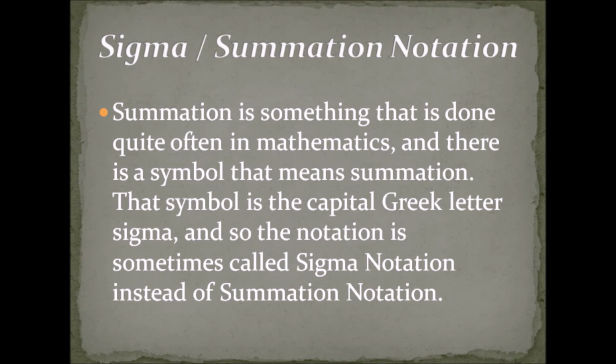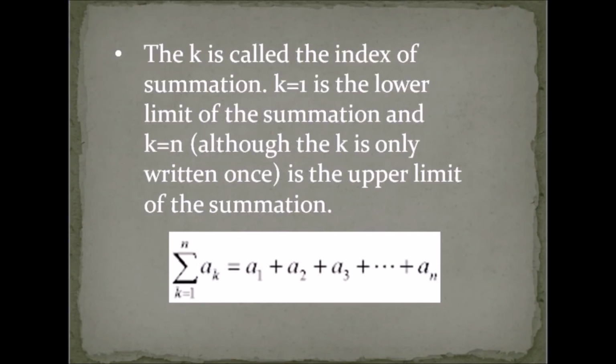Sigma/summation notation. Summation is something that is done quite often in mathematics, and there is a symbol that means summation. That symbol is the capital Greek letter sigma, and so the notation is sometimes called sigma notation instead of summation notation. The k is called the index of summation.